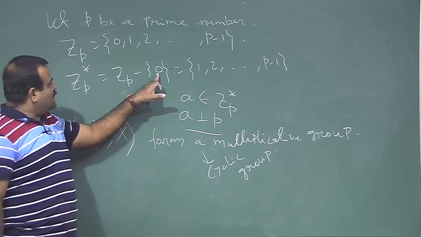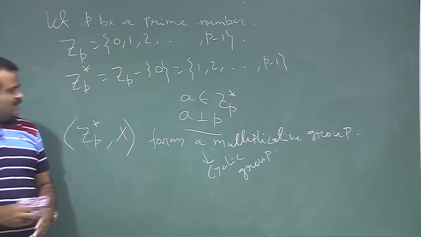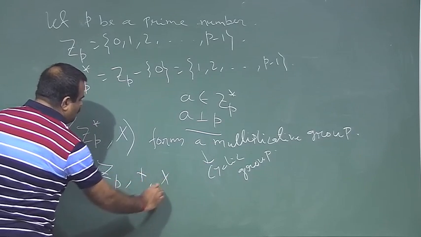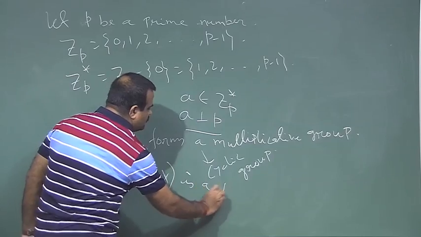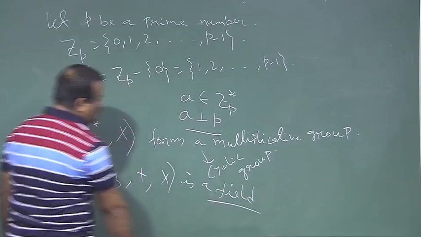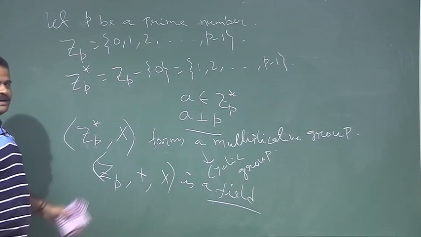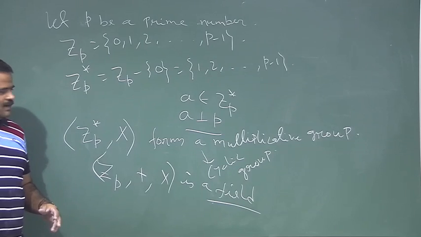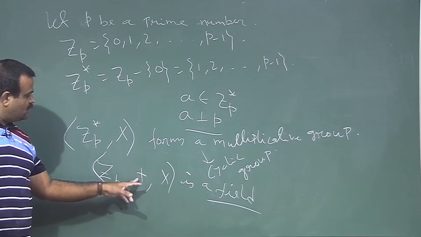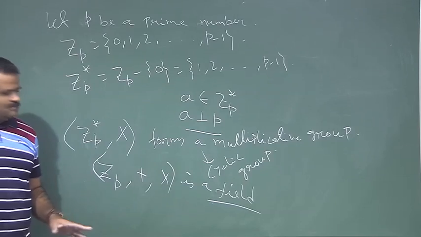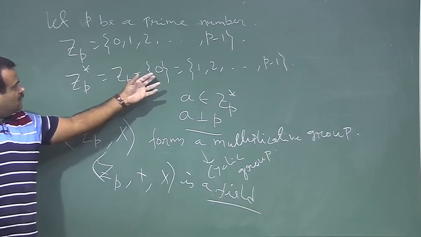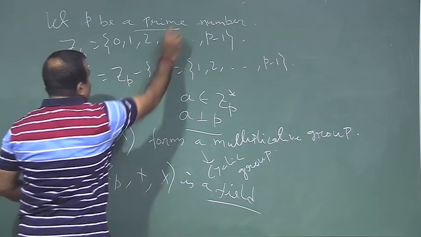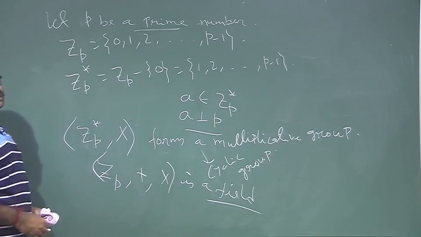We are just removing the additive identity element. So, this Zp with plus and dot is a field, and this is a finite field, because the number of elements is finite. With addition there is no issue, because every element has an inverse. With multiplication, other than the 0 element, every element has an inverse, provided p is prime. So this is a finite field.